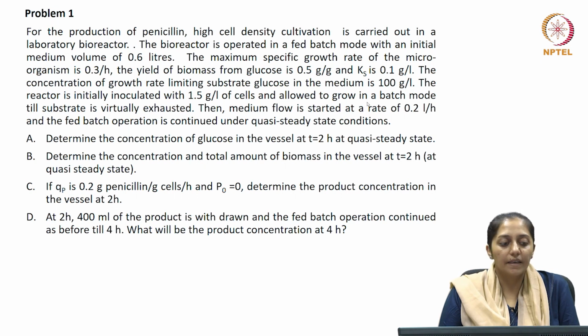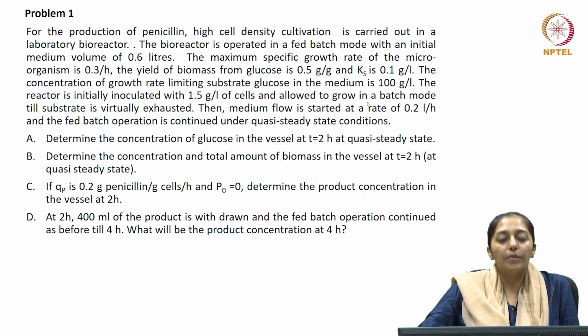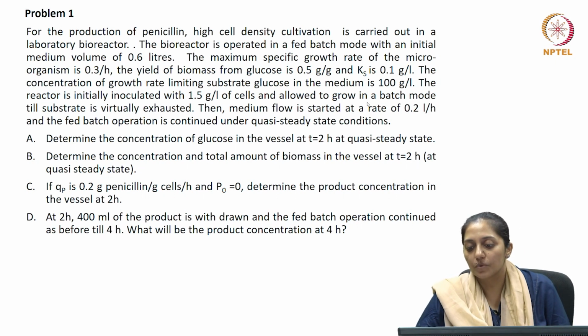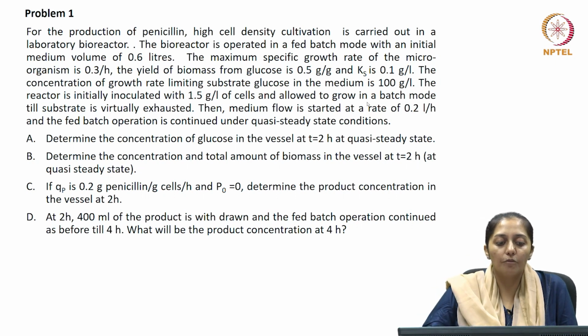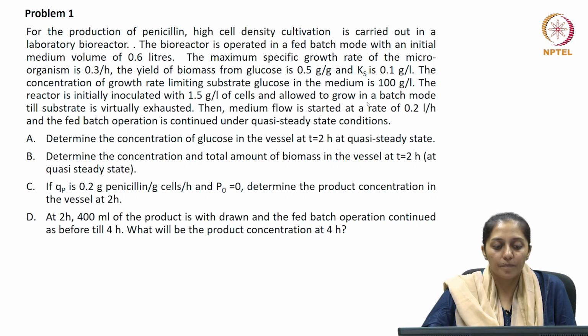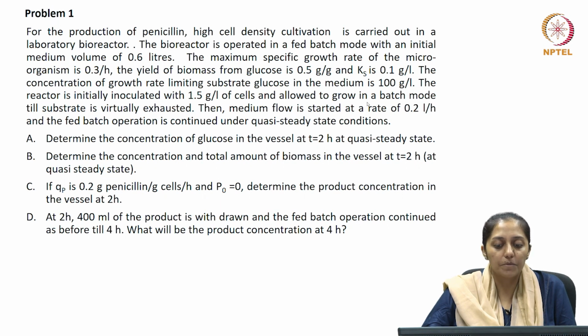If you see on the slide, the problem states that for the production of penicillin, high density cultivation is carried out in a laboratory bioreactor. The bioreactor is operated in a fed batch mode with an initial medium volume of 0.6 liters. The maximum specific growth rate of the microorganism is 0.3 hour inverse. The yield coefficient of biomass with respect to the substrate, which is glucose here, is given as 0.5 gram per gram. And the Monod saturation constant is 0.1 grams per liter.